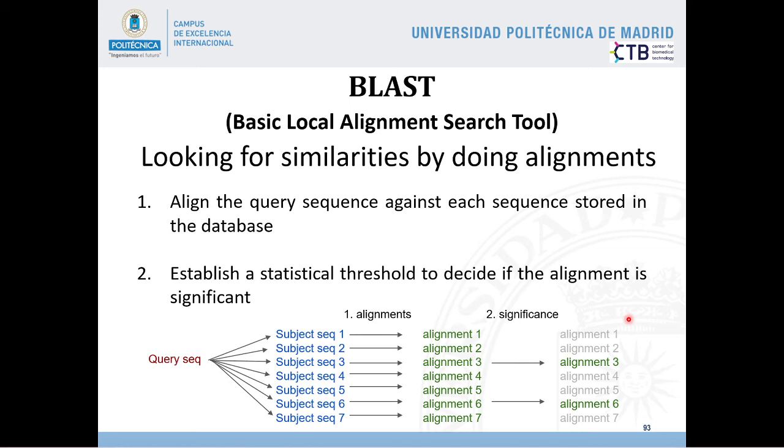Yeah, as I said, we have to establish a statistical threshold to decide whether our alignment is significant or not. And this process will be very fast because we have indexing algorithms in the search. So yes, two steps. With our query sequences, we make alignments with the subject sequences in the database. Once we have those alignments, we study the significance, and we just return those that have a value upper to the one that we want.